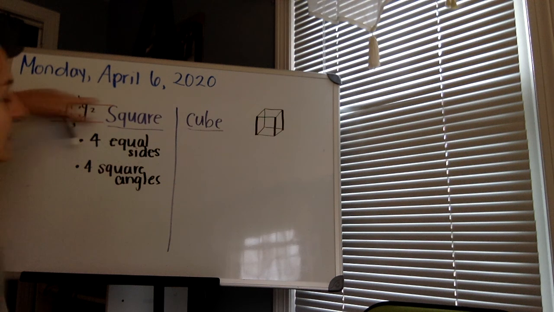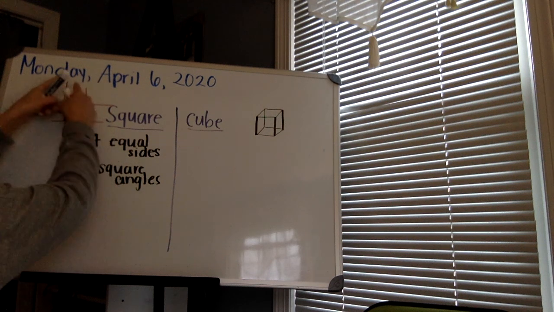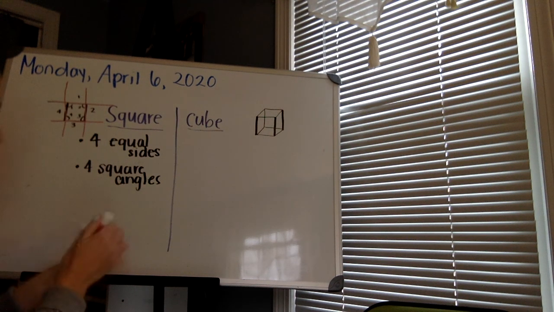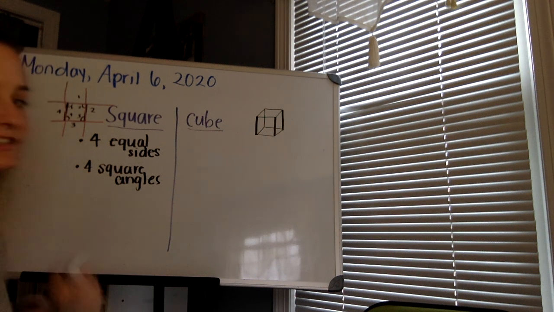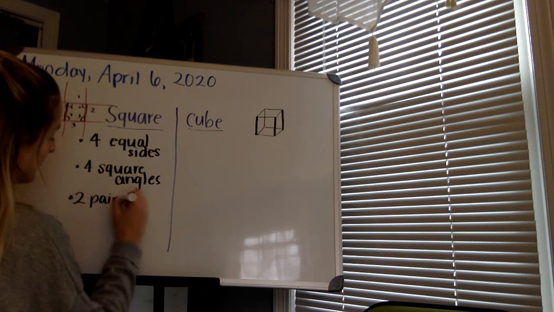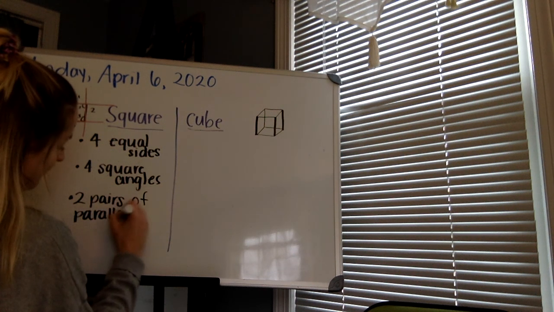Remember, these lines are going to continue on forever and ever and ever and never touch, just like this pair of parallel lines are going to continue forever and ever and ever and never touch. So, another characteristic of squares says 2 pairs of parallel lines.